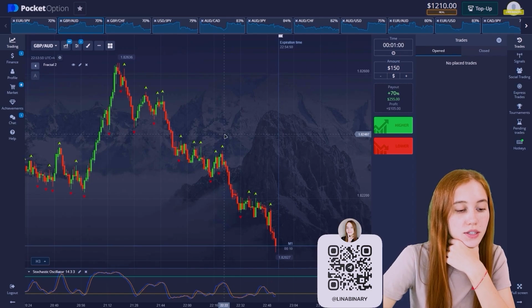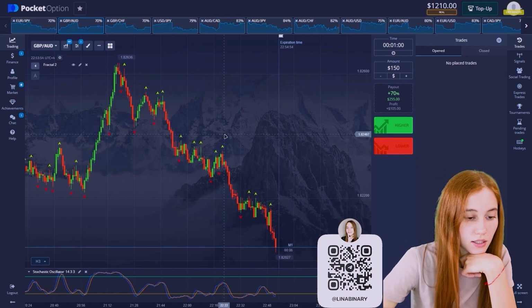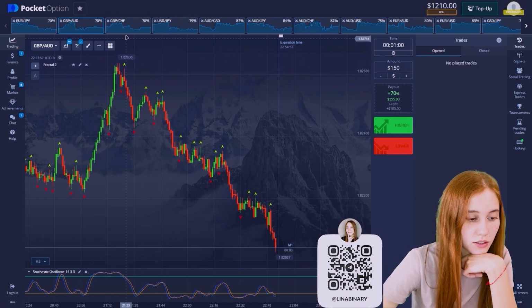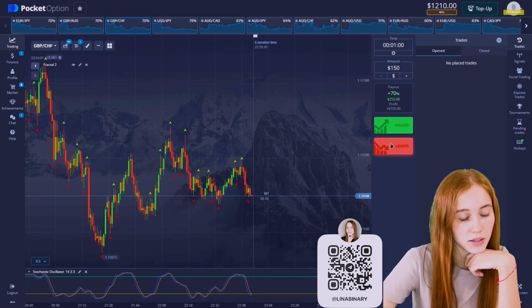Let's move on to the next concept app and start our technical analysis. So we moved on to the next concept bar. Let's open down.